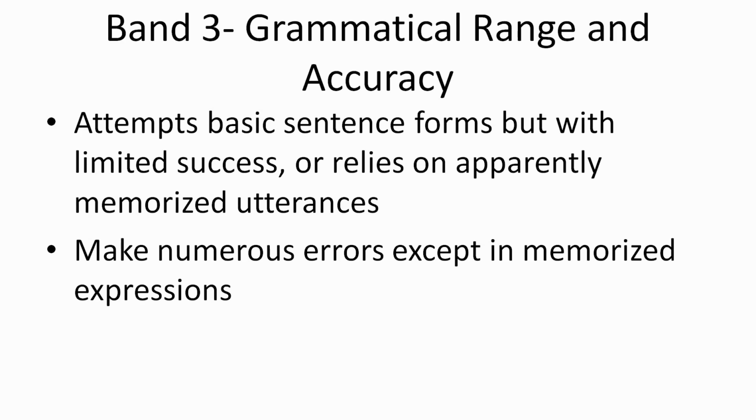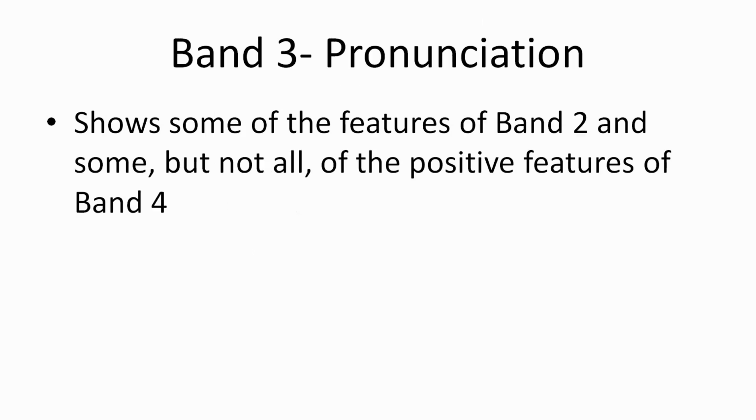Next is grammatical range and accuracy in band 3. When you attempt the basic sentence forms but have very limited success, when you cannot say what you have to say even in basic sentences, or you have to depend upon memorized speaking, memorized words, then you will have band 3. When you make a number of errors but you have memorized expressions, memorized phrases, you will get band 3 in grammatical range and accuracy.